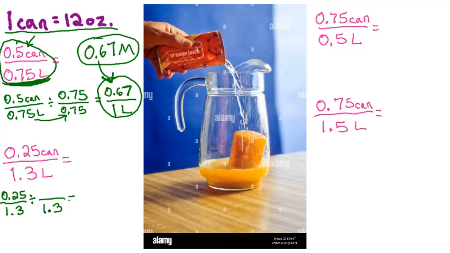1.3 divided by 1.3 equals 1. And what we do on the bottom, we have to do on the top. So 0.25 divided by 1.3 equals 0.19. So 0.19 cans in 1 liter of water gives you a molarity of 0.19.